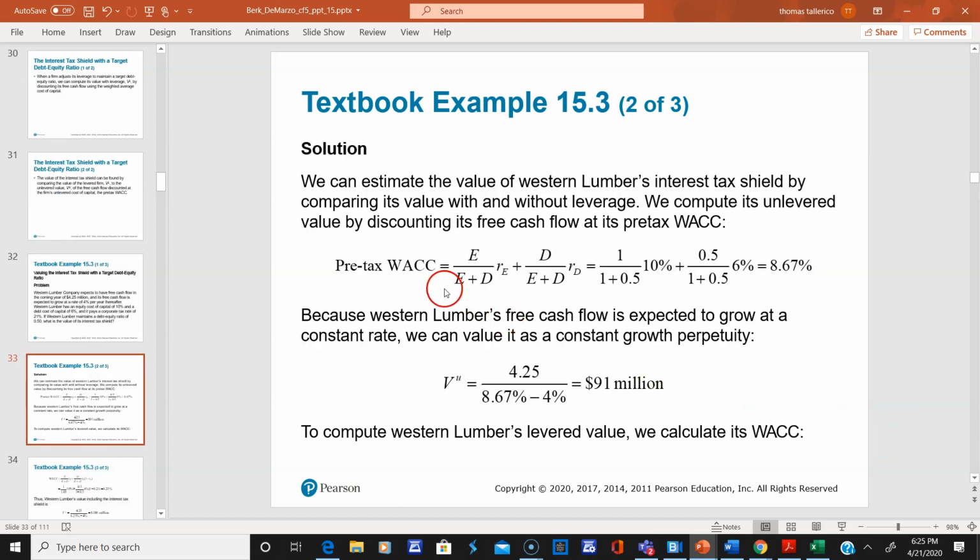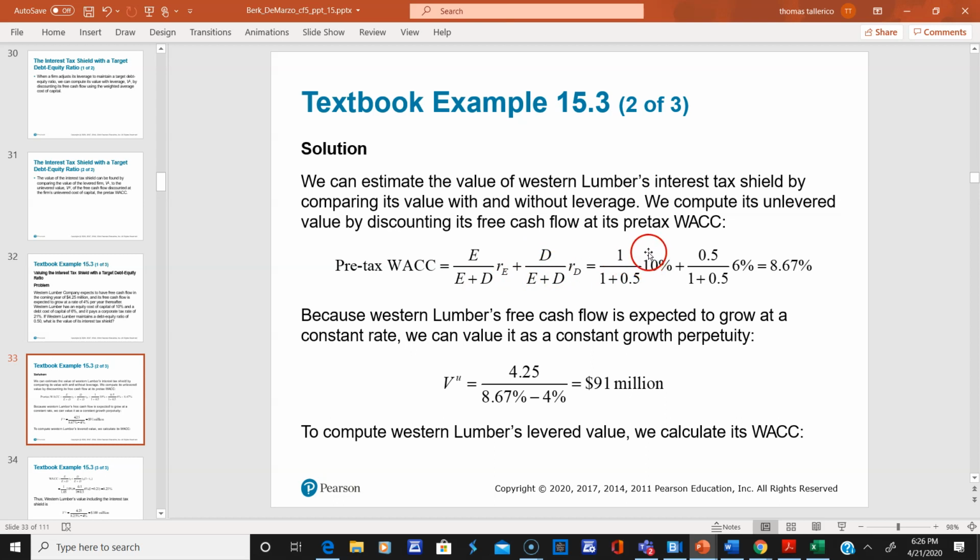All right, so here's the equation for the pre-tax weighted average cost of capital. We estimate the value of the interest tax yield by comparing its value with and without leverage. So this is the pre-tax weighted average cost. There's no leverage here. Everyone see that? So you'll notice here's the capital return on equity, here's your cost of capital on debt. And here's the equation, equity over equity plus debt, and debt over equity plus debt.